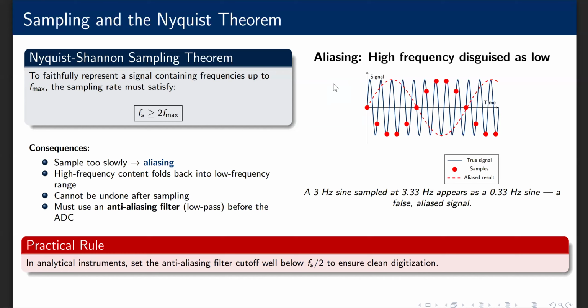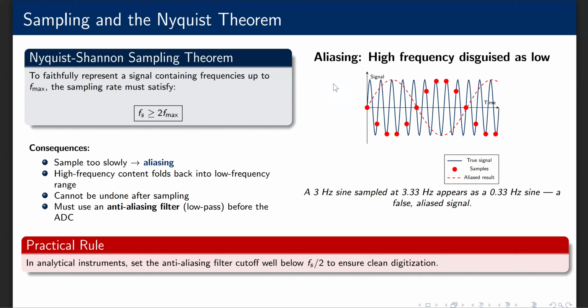Look at the plot on the right. The blue solid curve is a real 3 Hz signal. We sample it at only 3.33 Hz, which is too slow. The red dots are our samples. If you connect the dots, you get the dashed red curve, which looks like a 0.33 Hz signal, which is total fabrication. The high frequency has been aliased down.